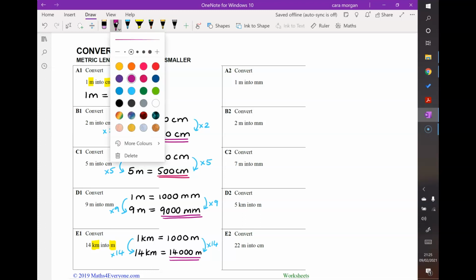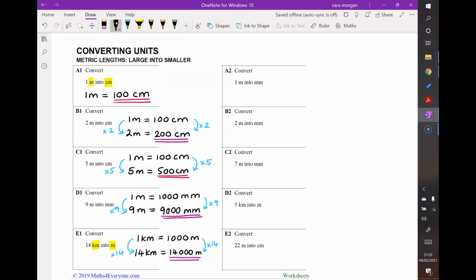Okay, looking at the other side now, A2. So 1 metre, we've already said that 1 metre is 1,000 millimetres. It's a fact that you can learn. Well, 2 metres into millimetres. Well, if I know that 1 metre is 1,000 millimetres, I should know that 2 metres is going to be twice as big. It's going to be 2,000 millimetres.